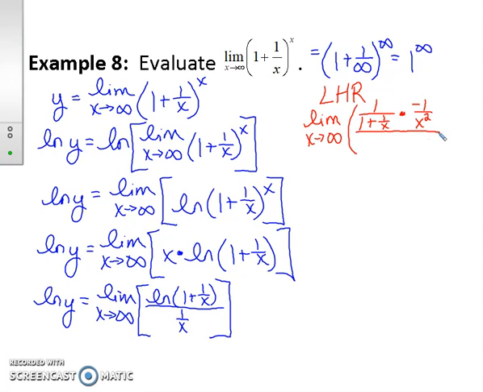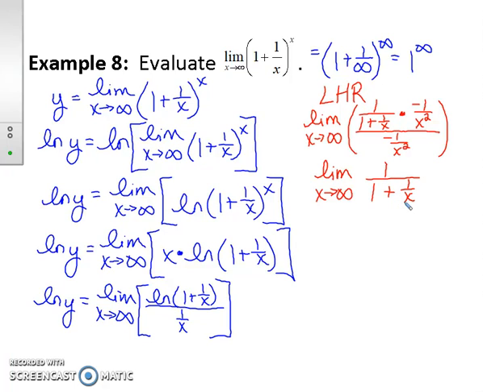And then the derivative of 1 over x in the denominator is negative 1 over x squared, like that. So no more natural log. You will also notice that now I have a negative 1 over x squared in both the numerator and the denominator. Those will cancel out. So this is just the limit as x goes to infinity of 1 over 1 plus 1 over x.